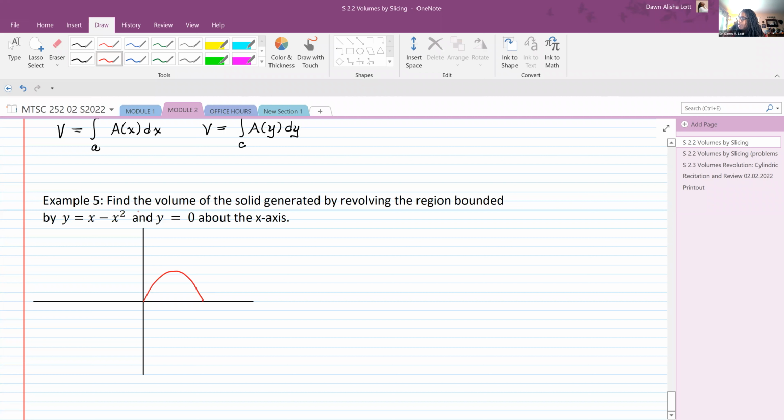All right, if you don't get that it hits at 0 and 1, you take y equal to x minus x squared and set it equal to 0. So you get x times 1 minus x equals 0. So you get x is equal to 0 and 1.